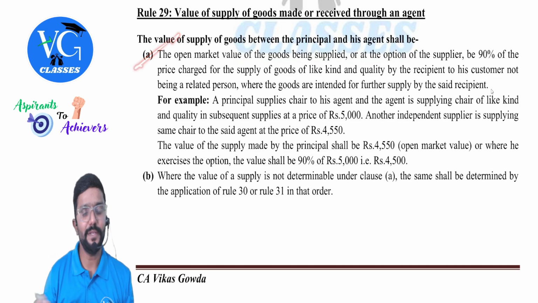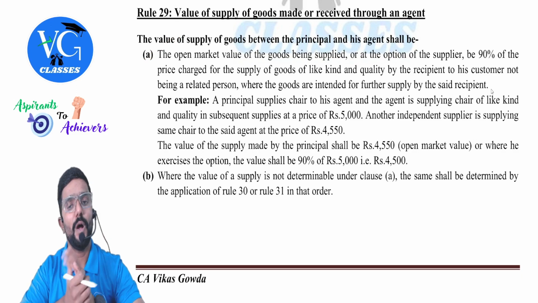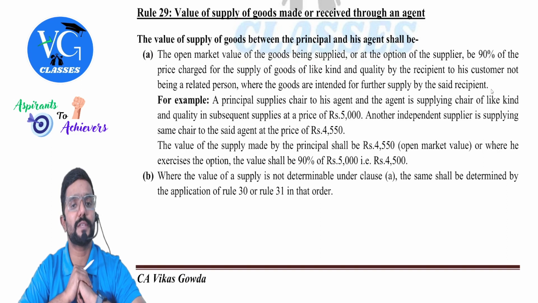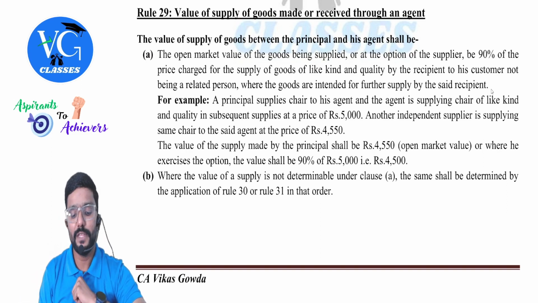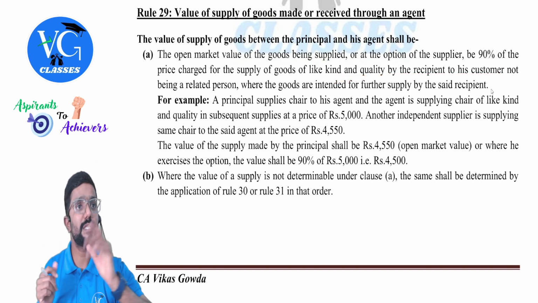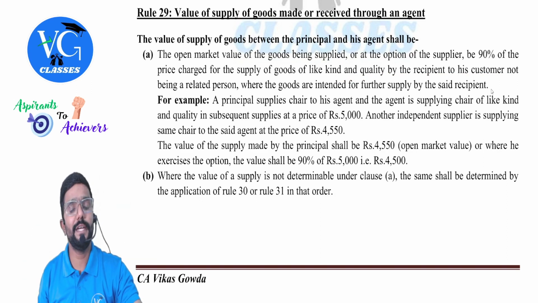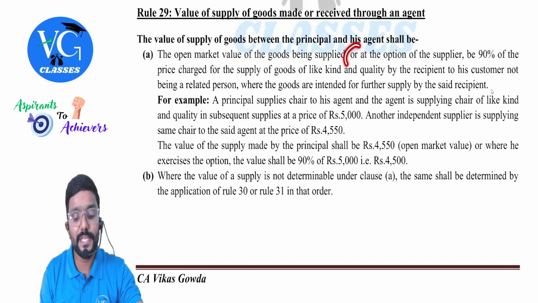Okay. Let me read it once again, people. A. The open market value of the goods being supplied, or at the option of the supplier, B. 90% of the price charged for the supply of goods of like kind and quality by the recipient to his customer, not being a related person. Means when this like kind and quality product is sold, the supplier and recipient should not be related. Or where the goods are intended for further supply by the said recipient. For example, observe, I have given both. And sir, here it is a choice, right?